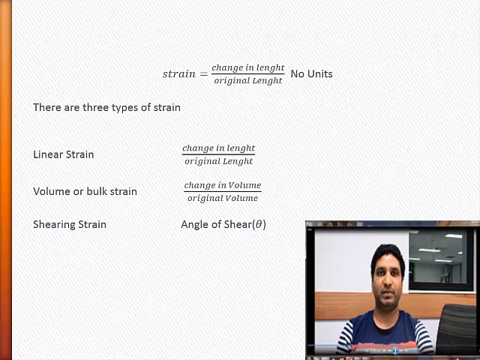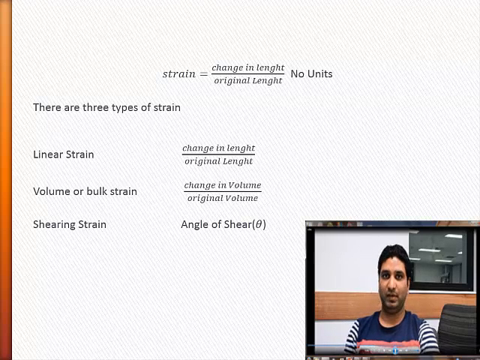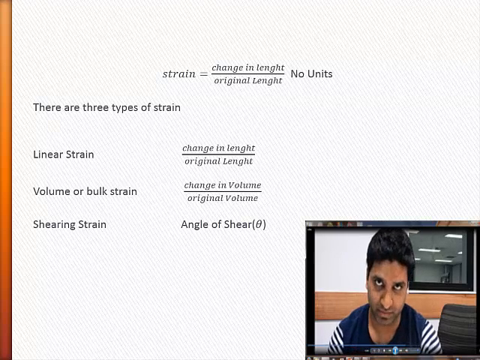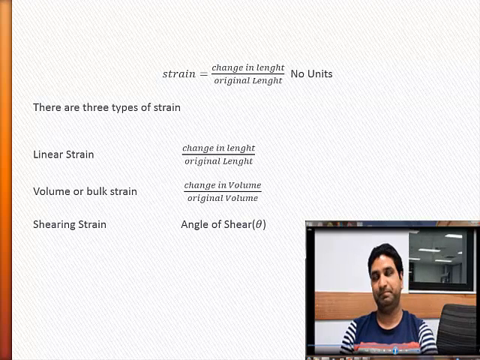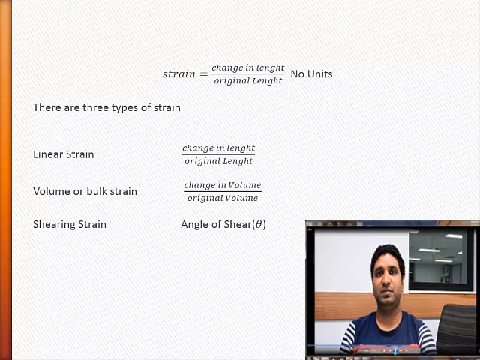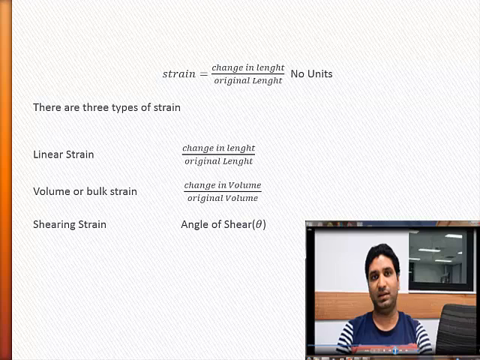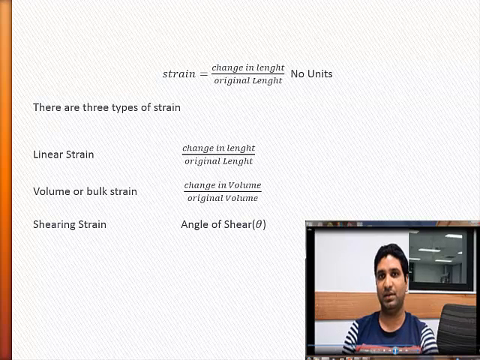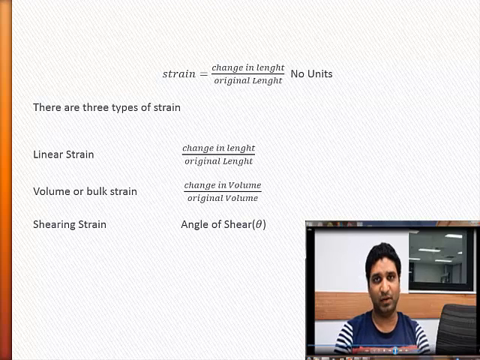Now coming to the strain. Strain is defined as the ratio of change in length to its original length, and strain has no units because it is derived from two like quantities. There are mainly three types of strains, which are linear strain, volume or bulk strain, and shear strain, which is equal to the angle of shear.